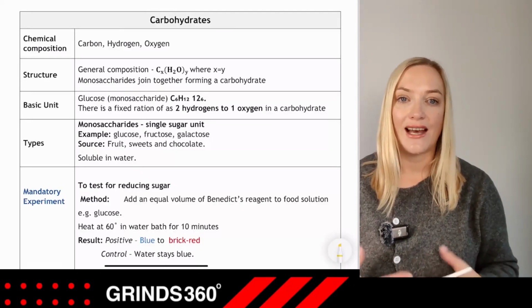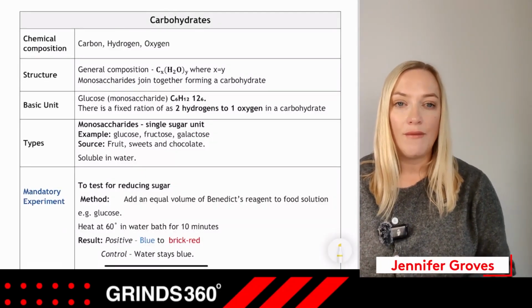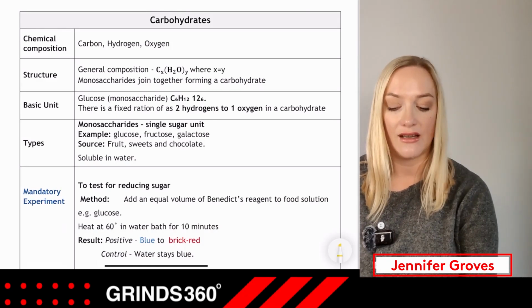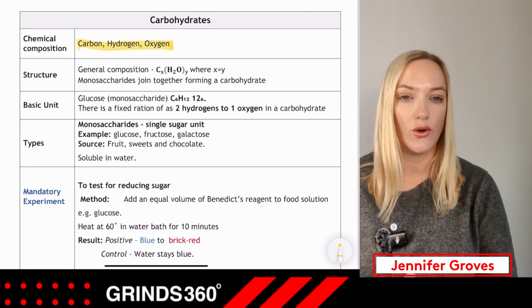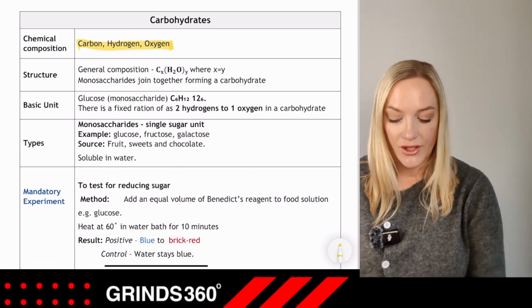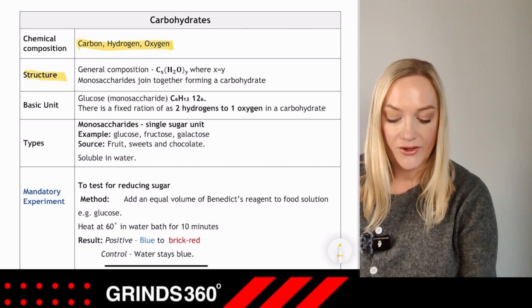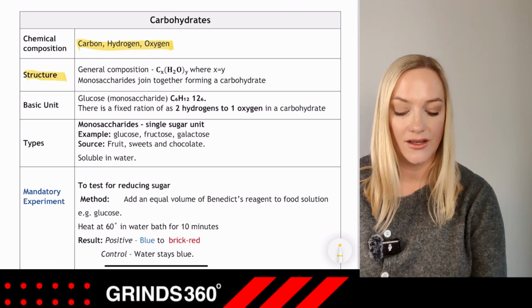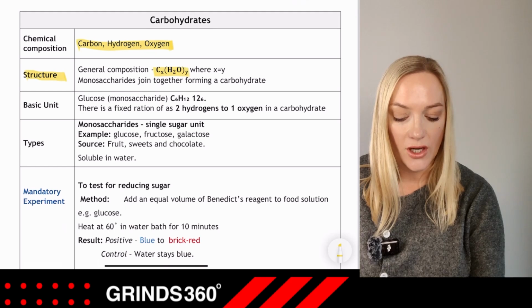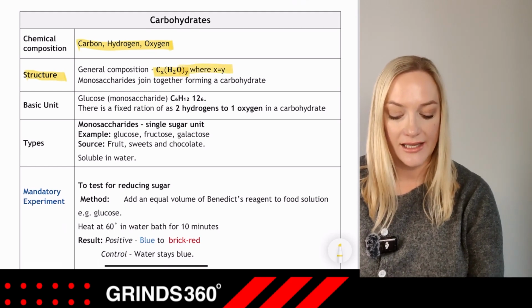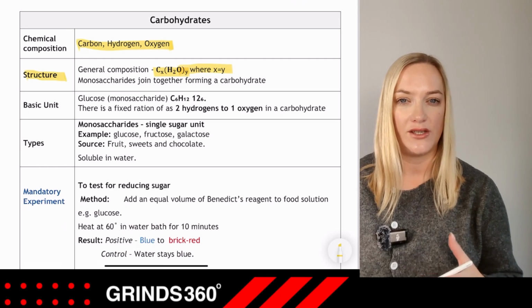Okay, so now let's look at carbohydrates. The chemical composition in carbohydrates is carbon, hydrogen, and oxygen. If asked that, you could also say CHO. The main structure of the carbohydrates is the formula Cx(H2O)y, where y is going to equal x, and you need to know that general composition.